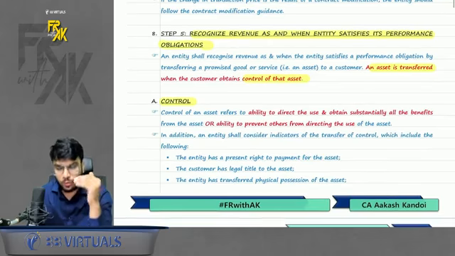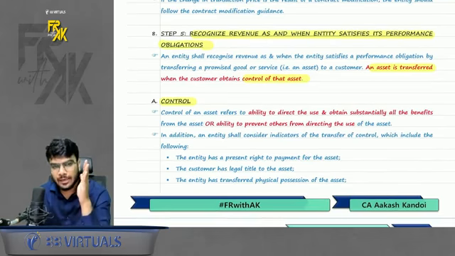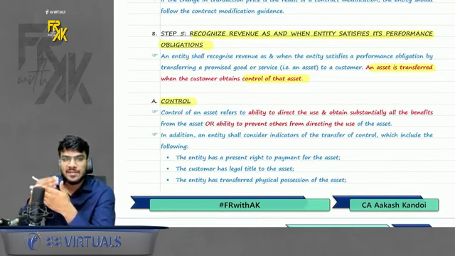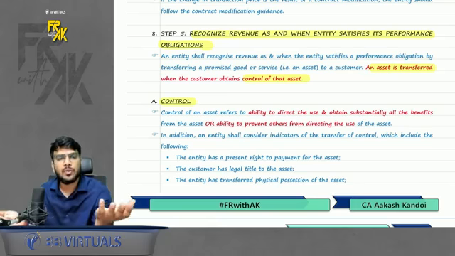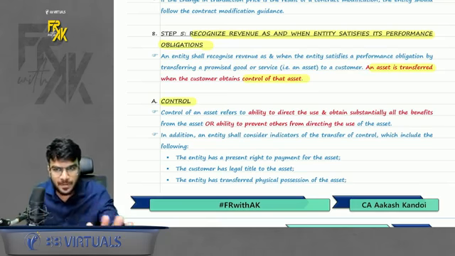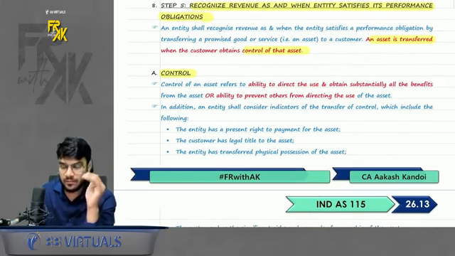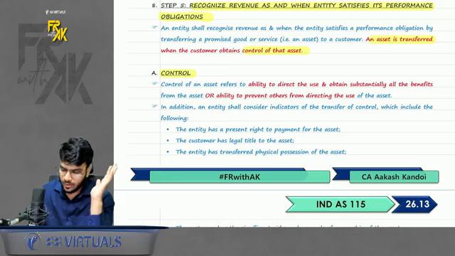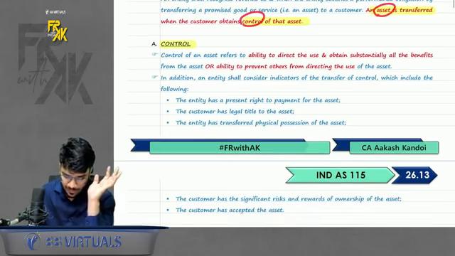So how to book the revenue? You should book the revenue in the same way in which your goods and service are getting transferred. If the goods and service are getting transferred over the period, book the revenue over the period. If the goods and service are getting transferred one shot, book the revenue one shot. Simple. So basically, when will the goods and service, or when will the asset be considered to be transferred? When the control is transferred. Some indicators of control are given.